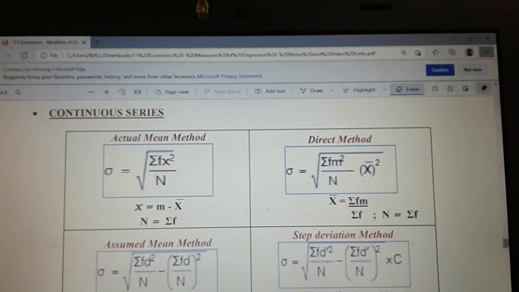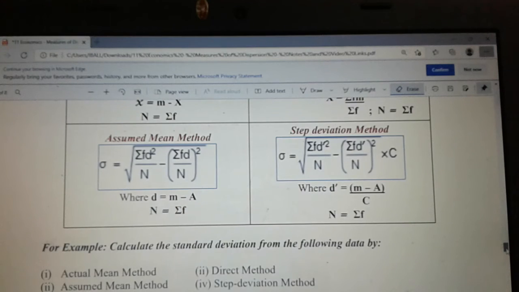The topic is continuous series, and in the continuous series we will find three methods: actual mean method, direct method, assume mean method, and step deviation method. In the previous video I have already discussed the individual series actual mean method, direct method, assume mean method, and step deviation method. On this screen you can see the formulas of every method given here.